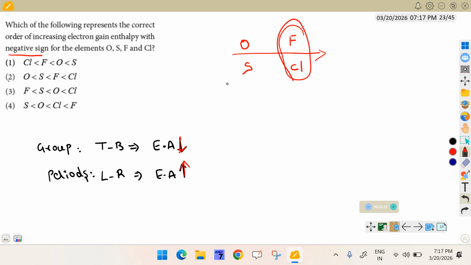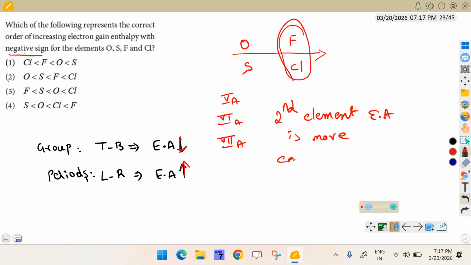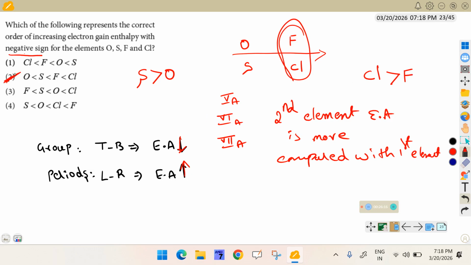And one more point we know: in the 5A group, 6A group or 7A group, the second element's electron affinity is more compared with the first element. This is the exceptional condition. Sulfur electron affinity is more compared with oxygen, chlorine electron affinity is more compared with fluorine. Based on that, the correct option is the second option.